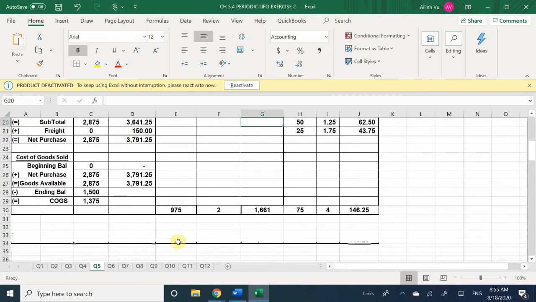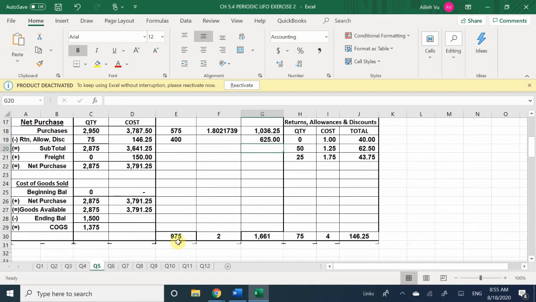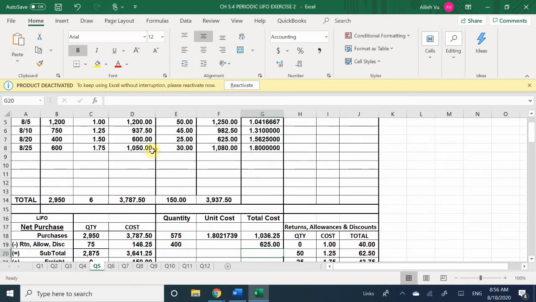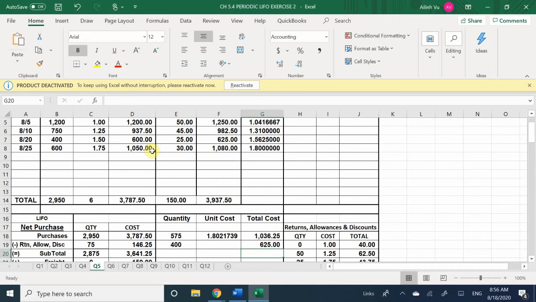Okay, so we're now at 975. How much more do we need to sell? 400. We need 400. Okay, so let's go ahead and look up here. Which batch are we going to be taking out of next? 810.